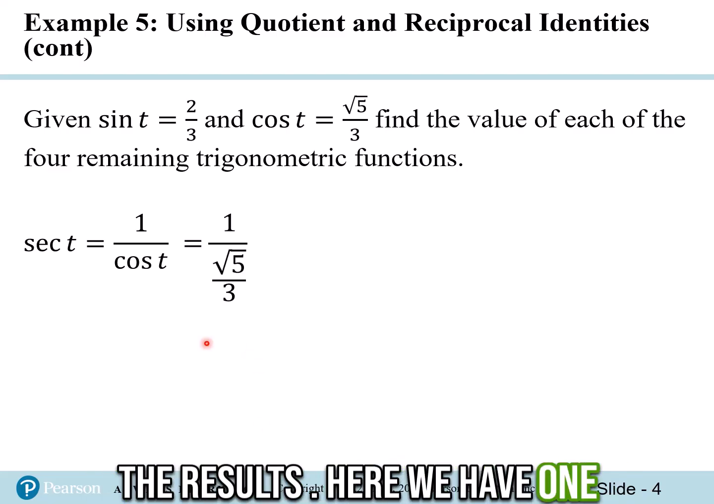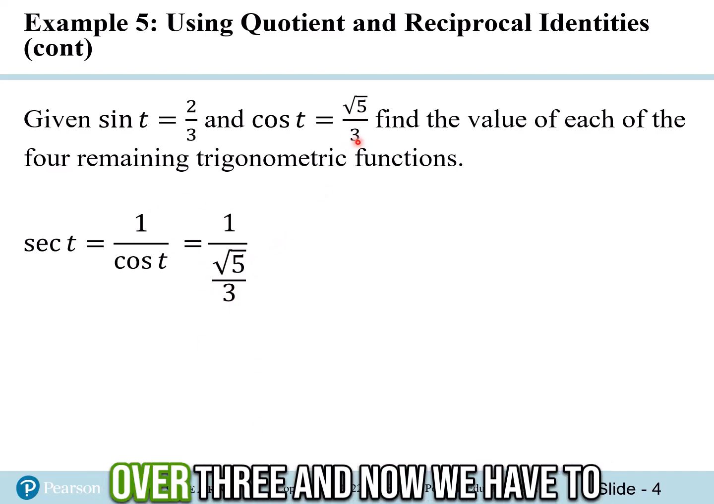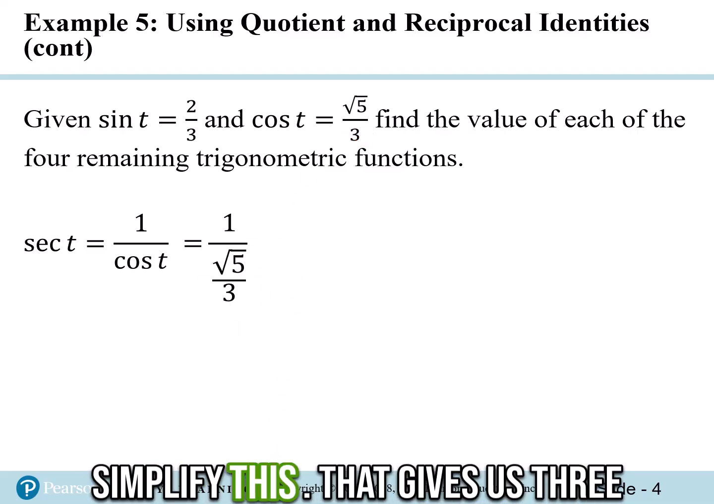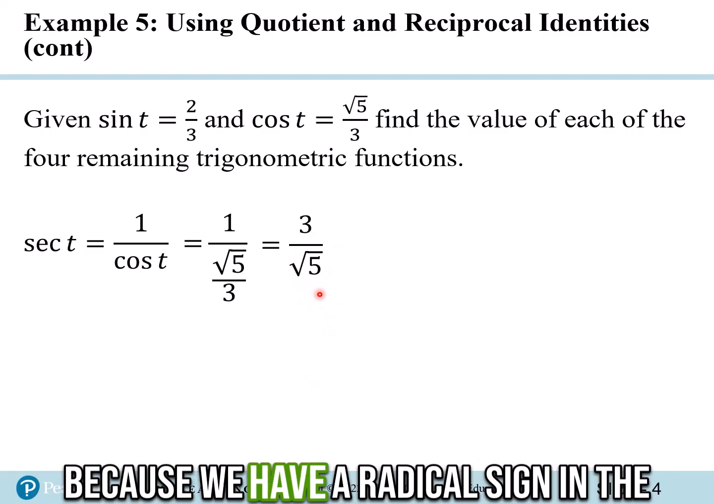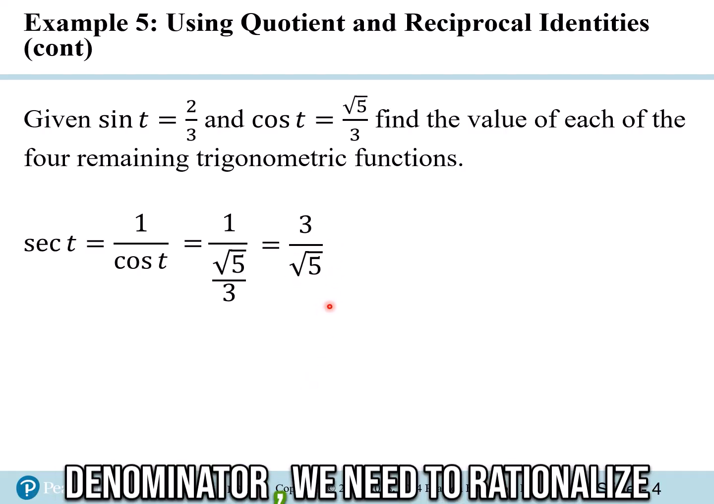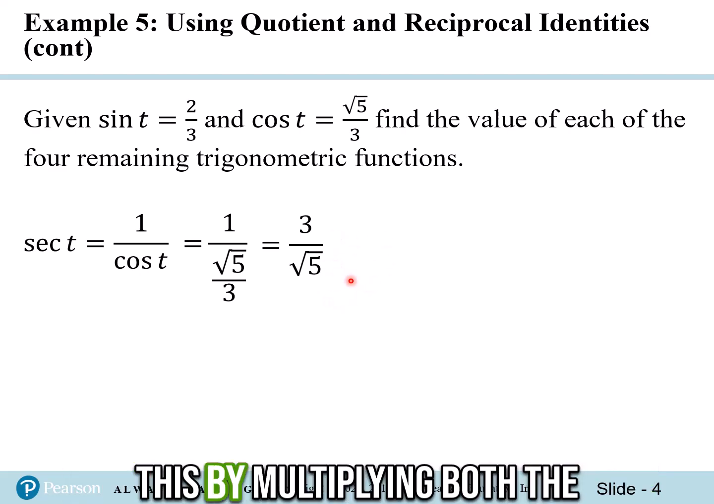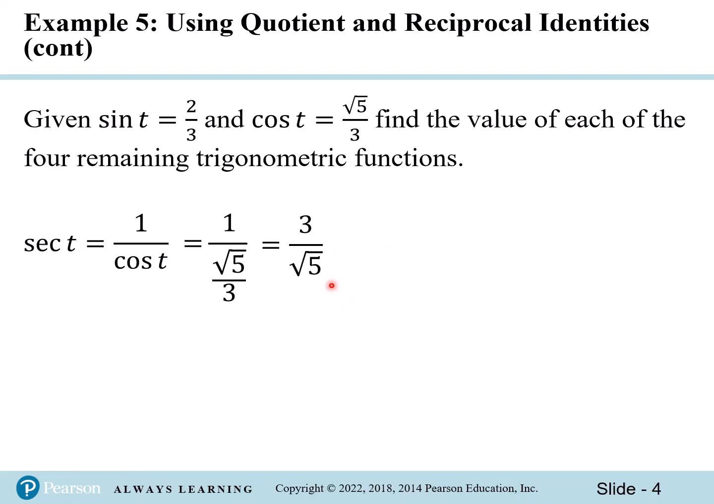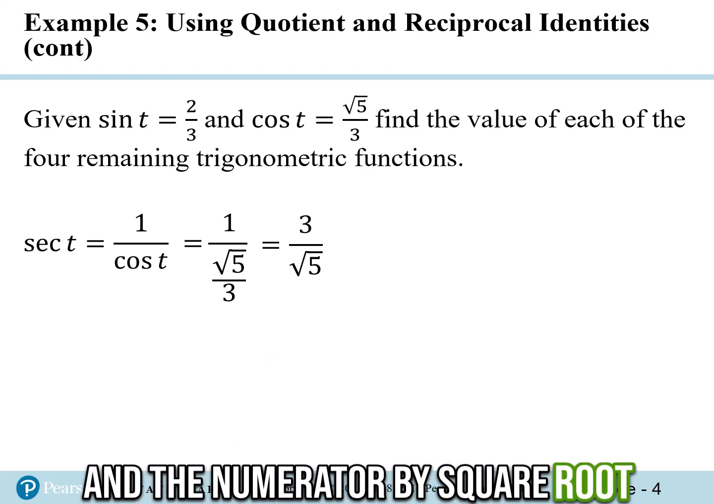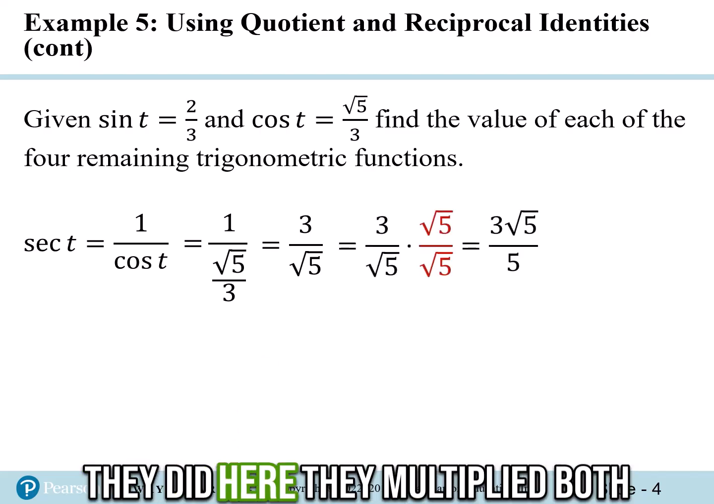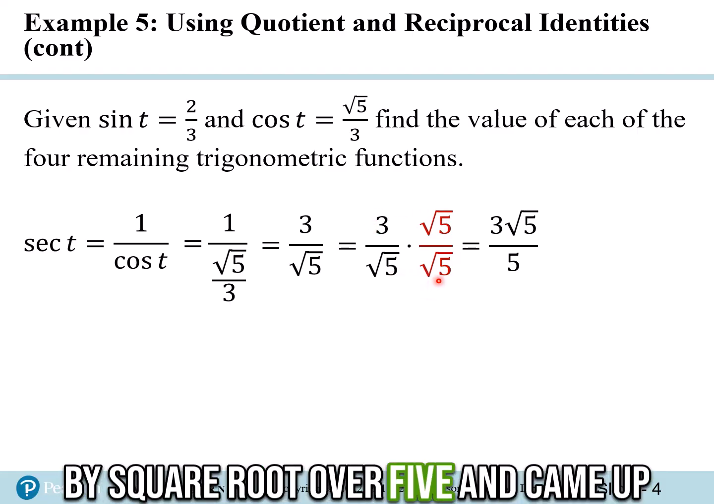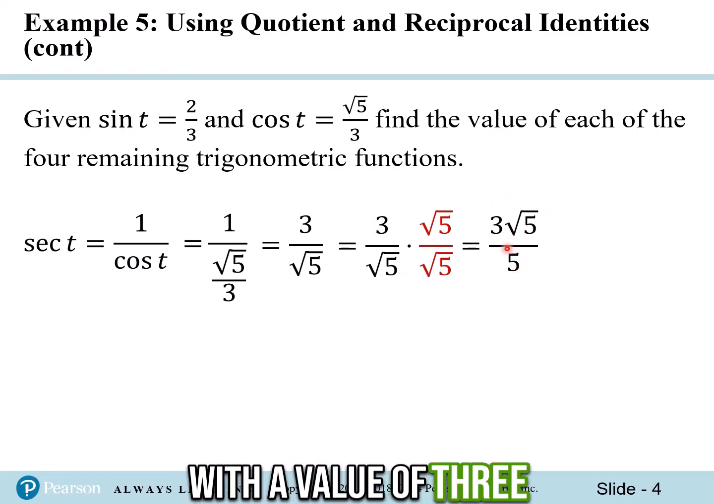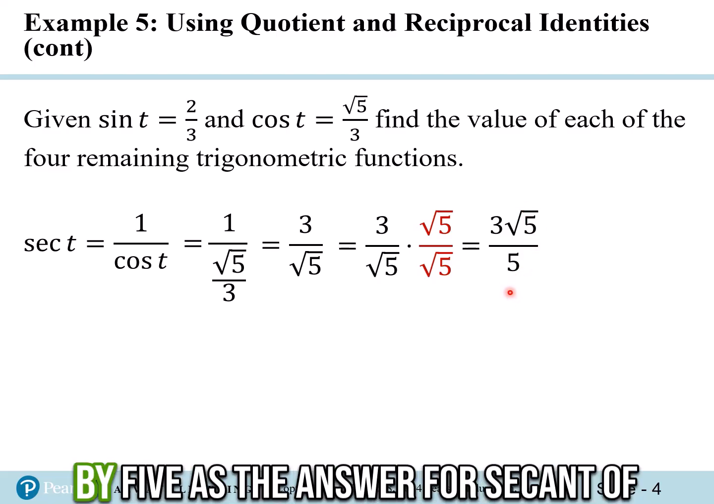Here we have 1 divided by square root over 5 over 3. And now we have to simplify this. That gives us 3 divided by square root over 5. Because we have a radical sign in the denominator, we need to rationalize this by multiplying both the denominator and the numerator by square root over 5, and that's exactly what they did here. They multiplied both the numerator and the denominator by square root over 5 and came up with a value of 3 times square root over 5 divided by 5 as the answer for secant of t.